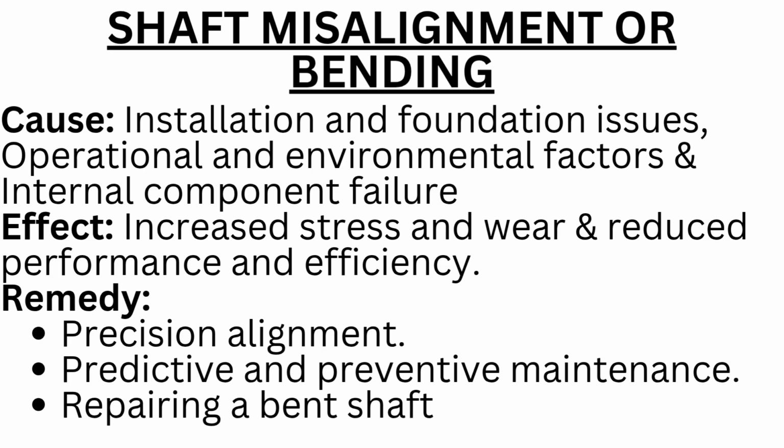The next mechanical failure that we will look at is shaft misalignment or bending. Cause: installation and foundation issues, operational and environmental factors and internal component failure. Effect: increased stress and wear and reduced performance and efficiency. Remedy: precision alignment, predictive and preventive maintenance, repairing a bent shaft.